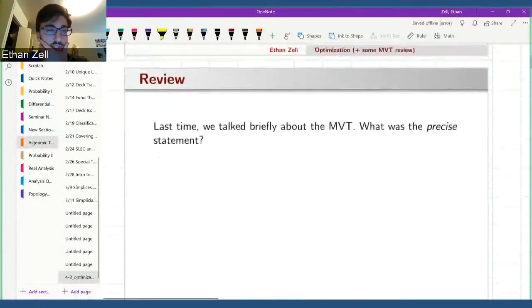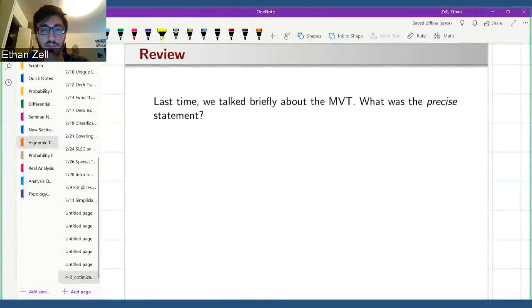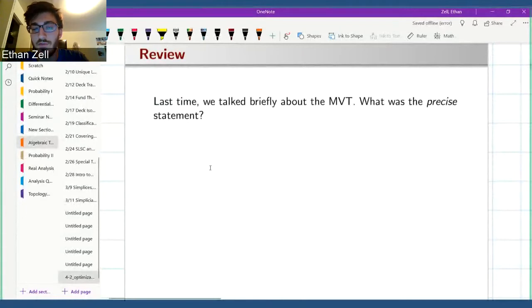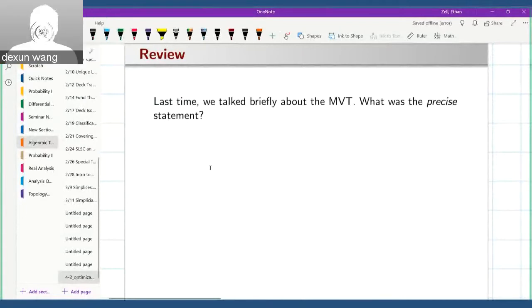But first, let's review what we talked about for the MVT. So maybe I can write it on here, actually. That would be good. I guess it's hard to ask questions in this format, but if anyone wants to volunteer, can anyone remind me what the MVT says, the mean value theorem?